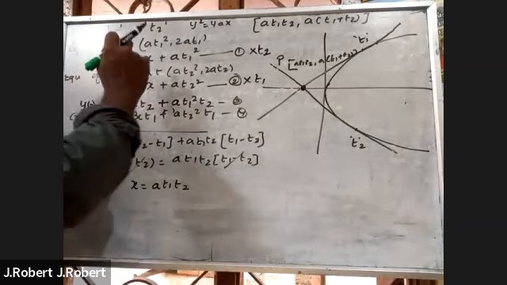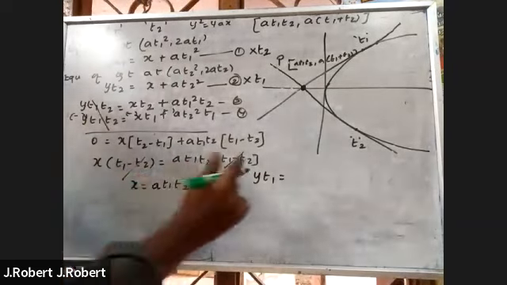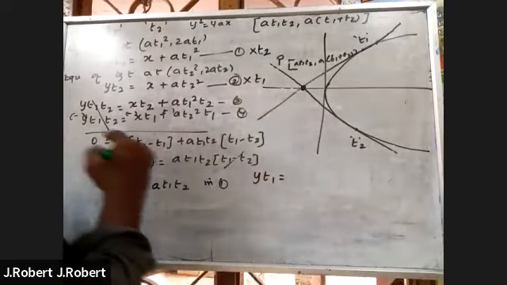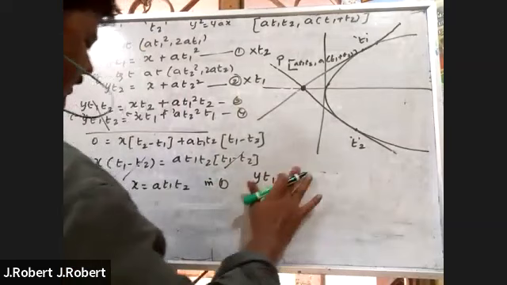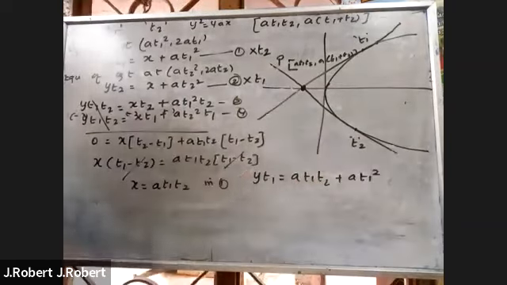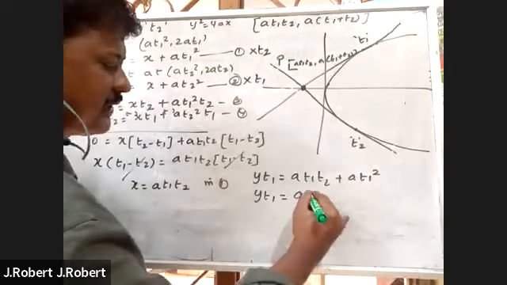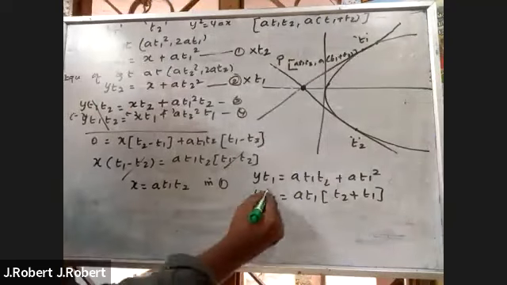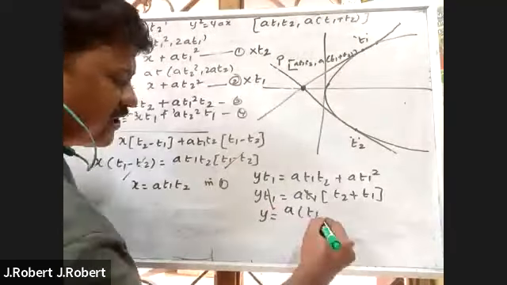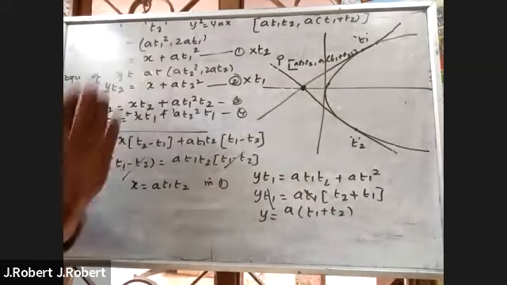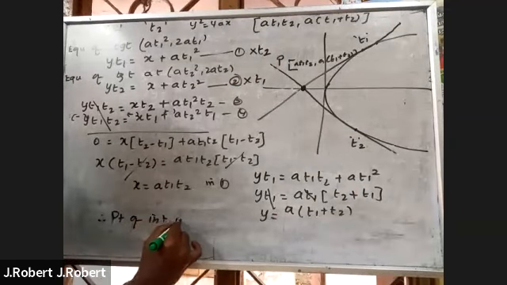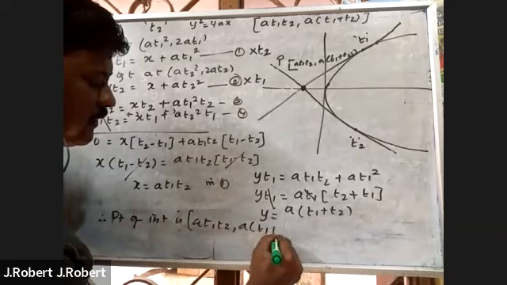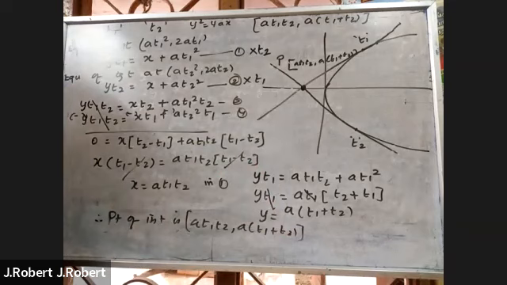Therefore, I can say yT1 is equal to, with x equal to aT1T2, substituting in the first equation: y into T1 equals x plus a T1 square, where the x value is aT1T2 plus aT1 square. Now you can take the common things: aT1 is common. Take aT1 out: T2 plus T1. This T1 and this T1 cancel. Your y is equal to a into (T1 plus T2). We get the second coordinate. Therefore, the point of intersection is (aT1T2, a into (T1 plus T2)). Please, you will not understand better than this. It is the simplest way. The only thing you must remember is the formula of the equation of tangent at (AT square, 2AT). If you know the formula, the problem is very, very simple.